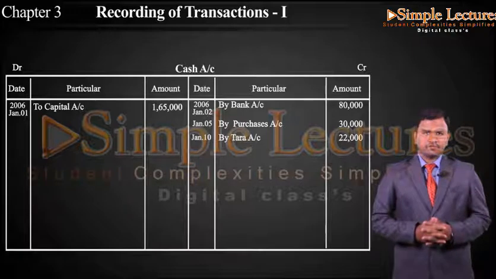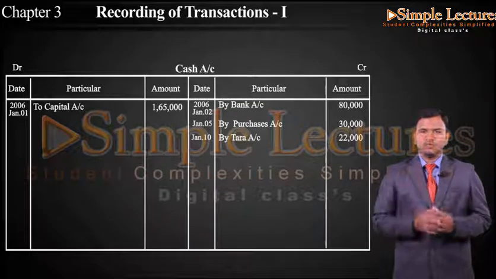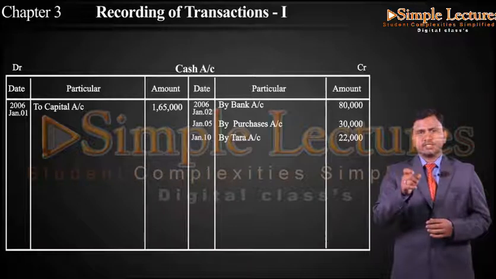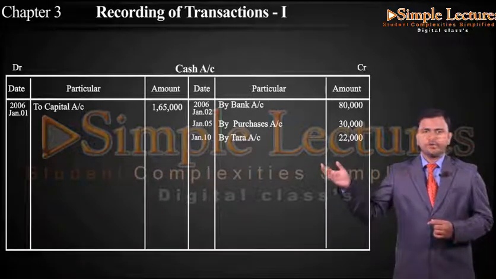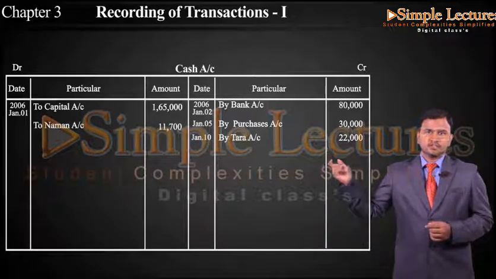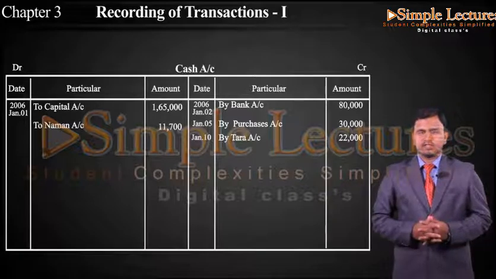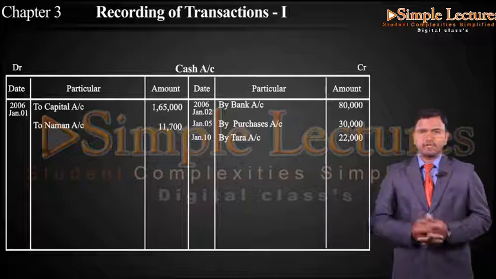The next transaction we have on Jan 15th: cash account debtor, discount account debtor to Naman account. Here the cash was debited, and it is against Naman. So in the debit hand side we are going to take to Naman account 11,700. The date will be Jan 15th.